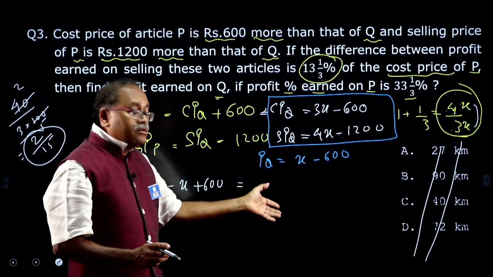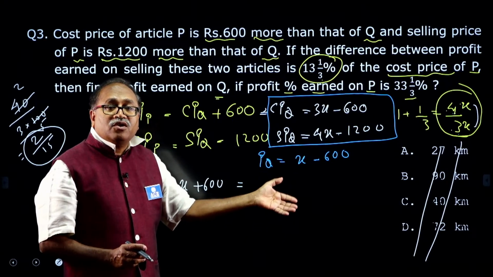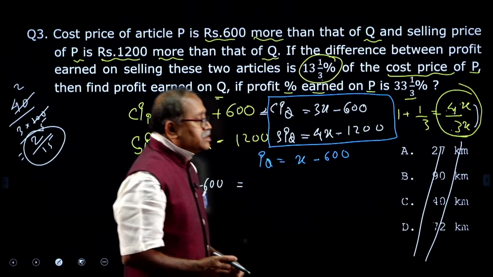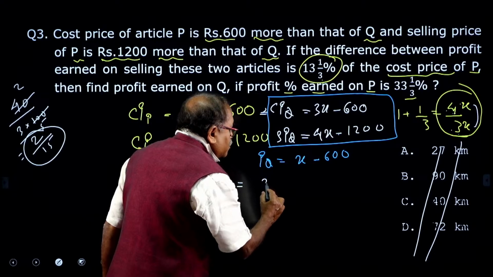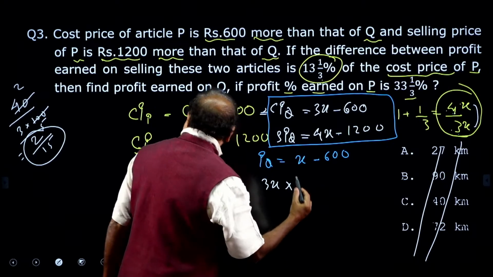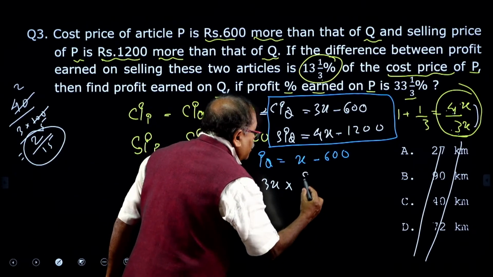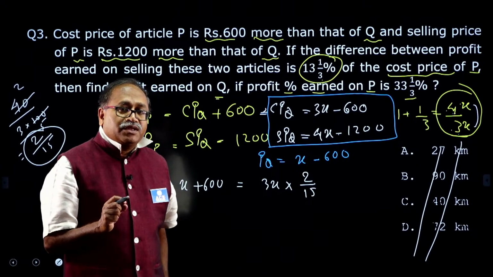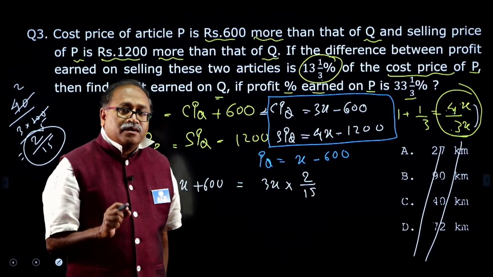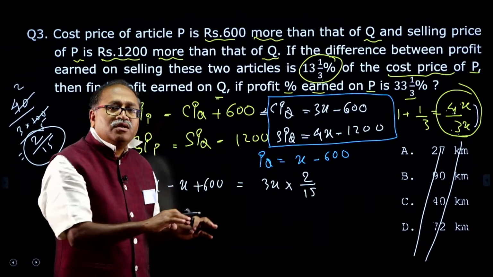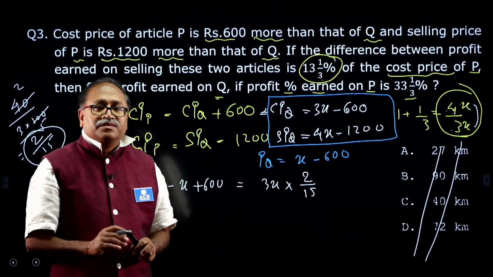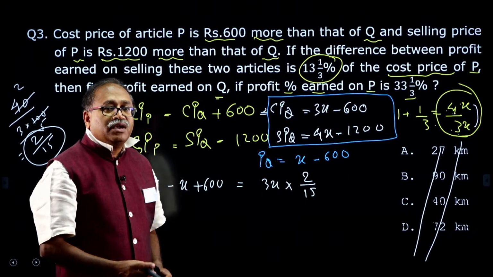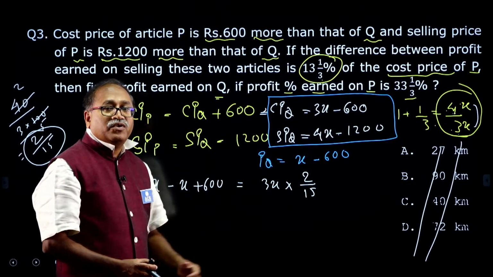Shall I write that down? 2 by 15 of the cost price of P, and what is the cost price of P? 3x. So, this is equal to 3x into 2 by 15. Can I get the x value with this? Try this one. I put up all the initial activities here. Had I not been given the clue here, then probably some of you may have trouble moving forward.